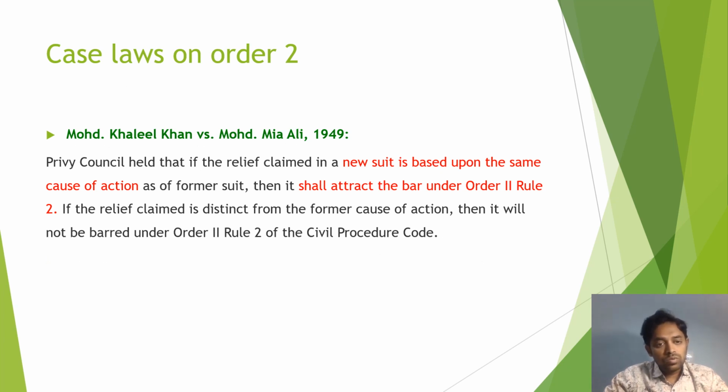Case law on Order 2 is Muhammad Khalil Khan versus Muhammad Mia Ali. The Privy Council held that if the relief claimed in a new suit is based upon the same cause of action as the former suit, then it shall attract the bar under Order 2 Rule 2. If the relief claimed is distinct from the former cause of action, then it will not be barred under Order 2 Rule 2 of the CPC.